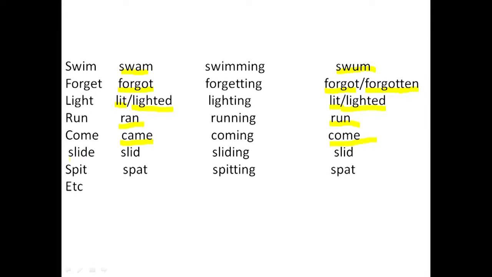Then we have slide. The past tense for slide is slid. We have sliding. We have also slid. Okay. Next we have spit. The past tense for spit being what? Spat. We have spitting, or spitting if you are in America. We have also spat for the past participle.